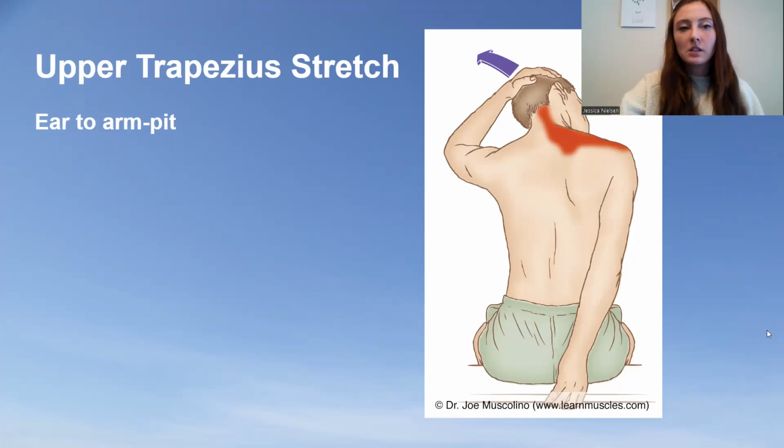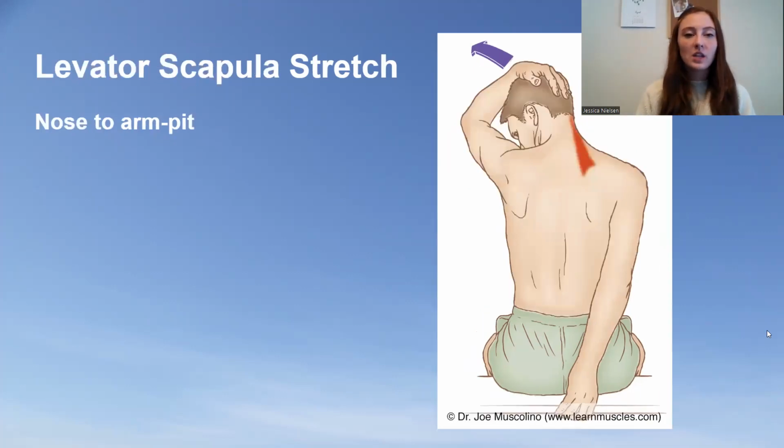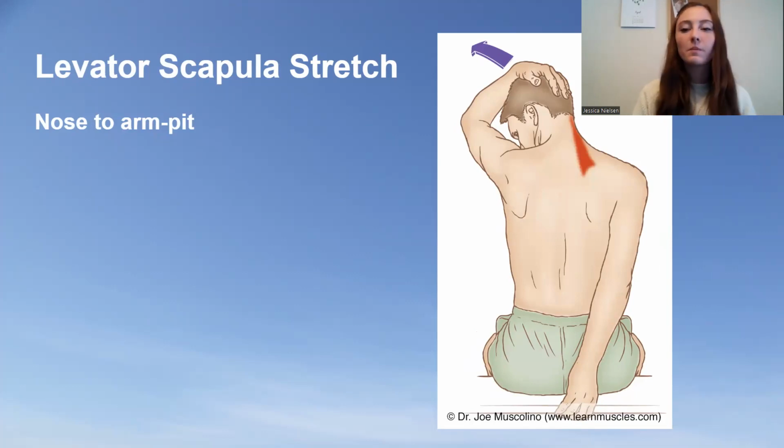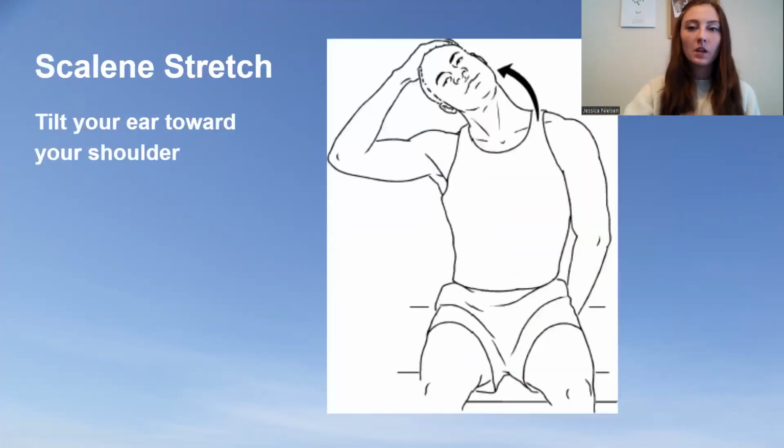The next stretch is the levator scapula stretch, and this is where we smell our armpit. So you're going to bring your nose to your armpit, and again, use your hand to deepen the stretch if you need to. And that's going to target that levator scapula right along the back of your neck.